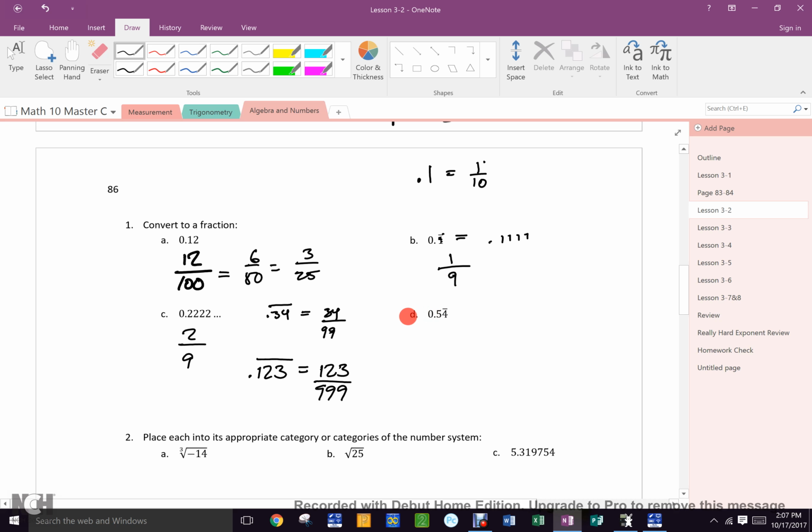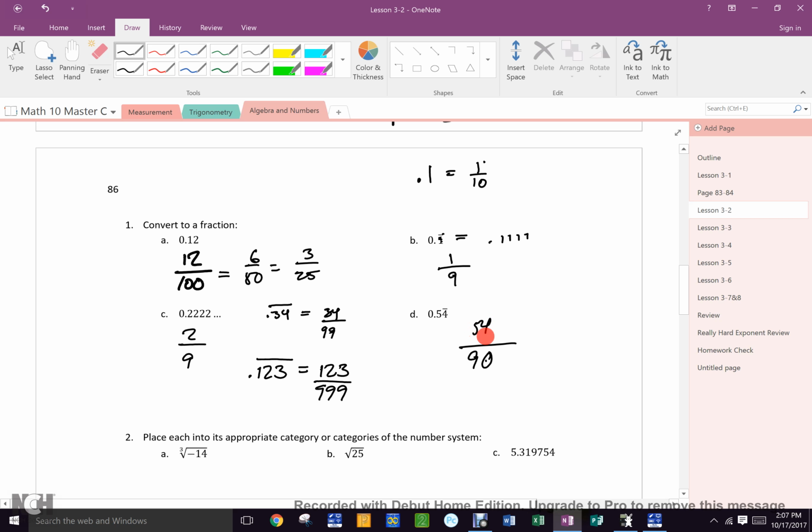Now, what is weird about D? Only the 4 repeats. I have 2 digits here, so I must be over 9 at least once, yes? Does the 5 repeat? Is there any other repeating numbers? No, only the 4 repeats. What number in our system shows nothing? 0. So 9, there's 1 repeater, and then there isn't another one. Everybody cool with that? Now, what do you think goes on the top?